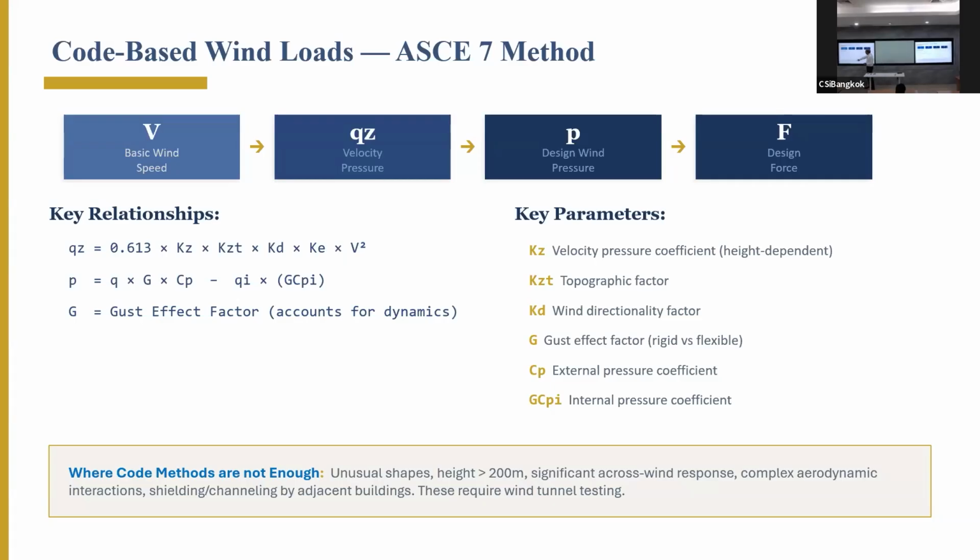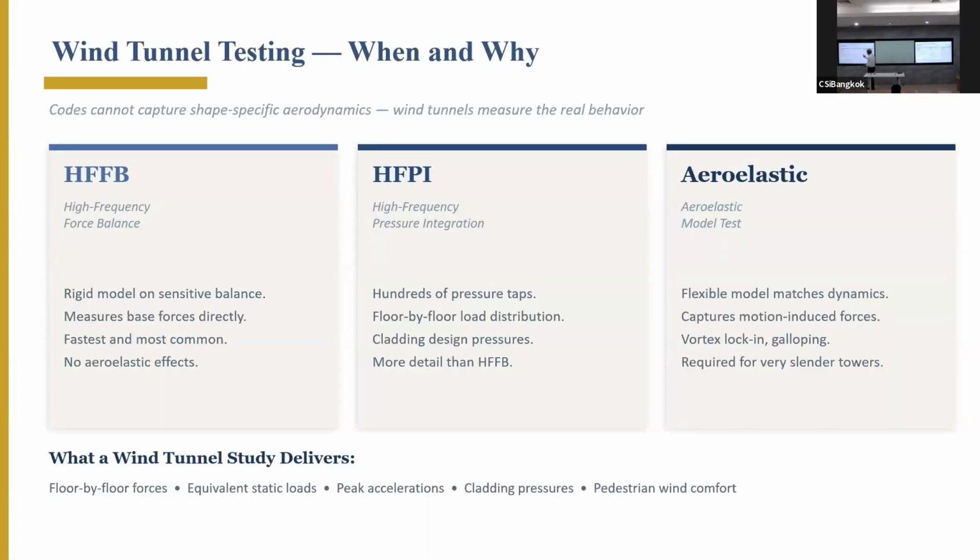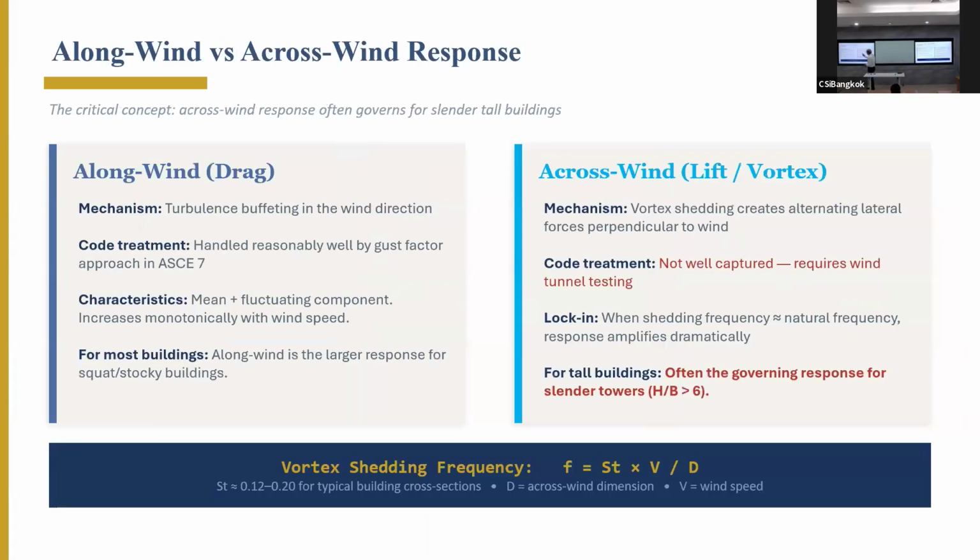But code methods are not enough. When we have unusual shapes, when the building is not regular, a complicated architectural building, then this doesn't work. Also, greater than 200-meter height doesn't work. These are not designed for buildings greater than 200-meter height. So when the building is greater than 200 meters, then you need to put it in the wind tunnel test. Then we have the along-wind and crosswind pressure. I told you the problem.